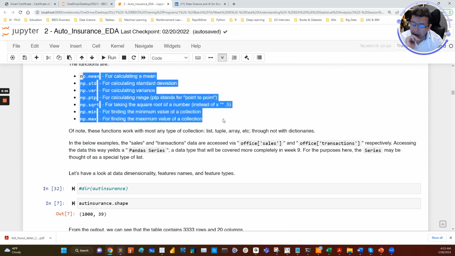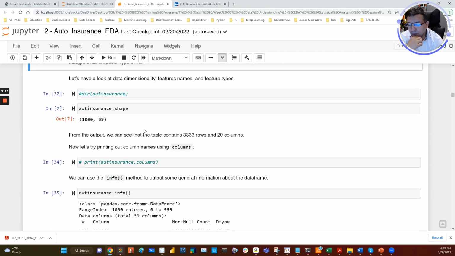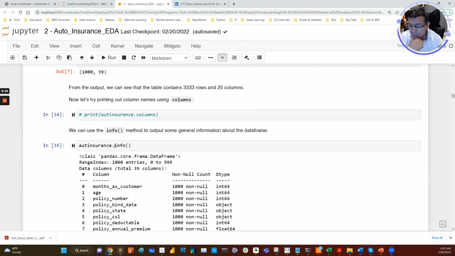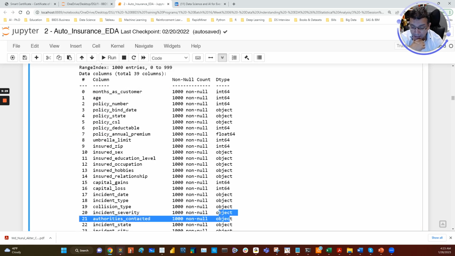So there are a few NumPy generic functions you could use: mean, standard deviation, var, ptp, square, minimum, maximum. You could always use as many generic functions as you need to help you understand the data better. So we talked about the info function that provides information about your data, missing values, and the type of the data. This info will definitely determine how much effort you are going to need.